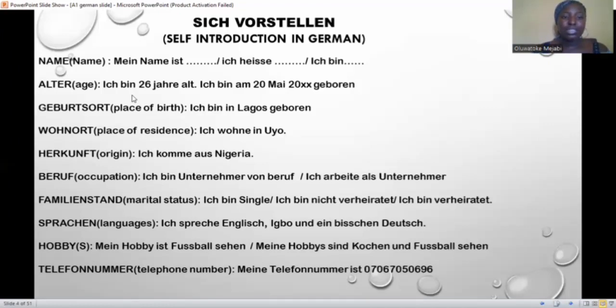Geburtsort. Geburtsort is place of birth. When you see Geburt something, maybe Geburtsort, Geburtsdatum, it has to do with your birth. So this means place of birth. You can say ich bin in Lagos geboren. That's for me. So you can say where you were born. Maybe ich bin in Oshun geboren, ich bin in Ghana geboren, wherever you were born.